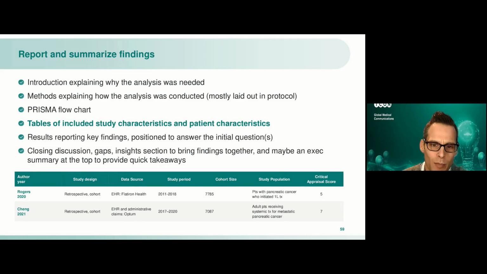There, of course, could be a lot of tables, figures, but most importantly, you're going to want to have some overview summary of your study characteristics and patient characteristics from all the selected studies that you've included. We have an abridged example at the bottom of the slide, but you can see here study design, data source, study period, some important characteristics, just so any reader can step in and have a good idea of what kind of studies were included and how they compare to each other.